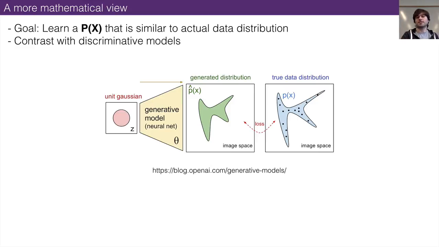There's a really nice blog post about this from OpenAI that talks about generative models and explains them very nicely. I think it's very much worth reading. The link is right there.